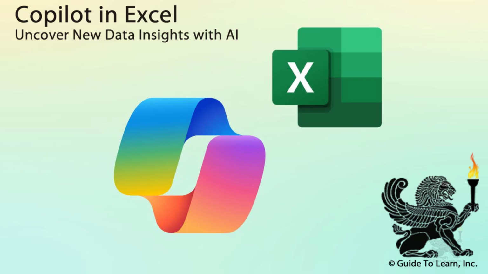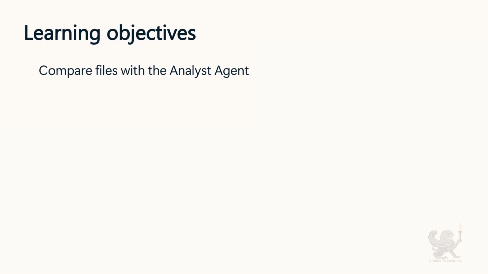Alex has a quarterly business review in 2 hours, and her sales data is spread across 3 separate Excel files. She needs to figure out which region underperformed, understand why, and build a revenue forecast she can share with leadership. Here's how Alex approaches the problem.